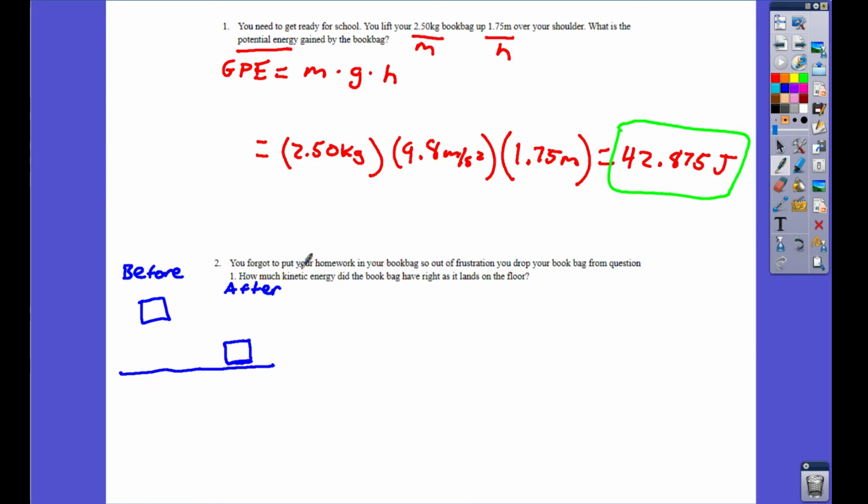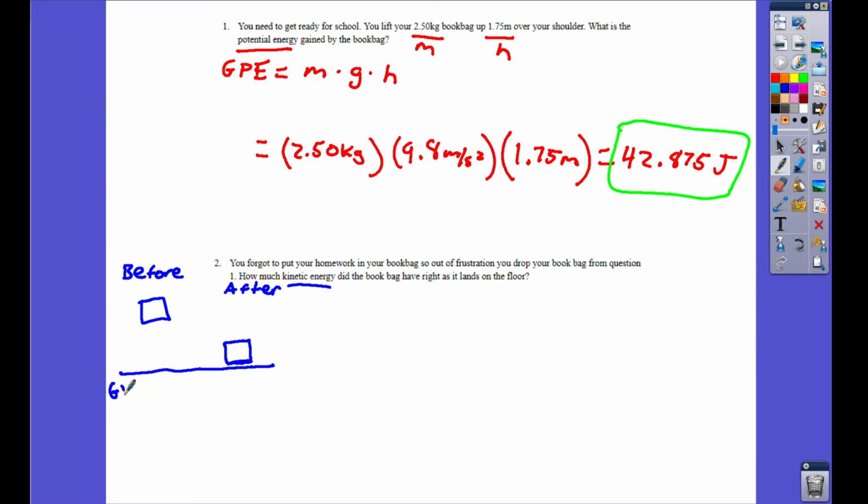So this is asking about the kinetic energy that the book bag experiences, and this is going to be a conservation of energy problem. We haven't talked too much about this in class at this point, but we have kind of seen that potential energy turns into kinetic energy as an object falls down, and can be vice versa as a moving object goes up a hill or something to that effect.